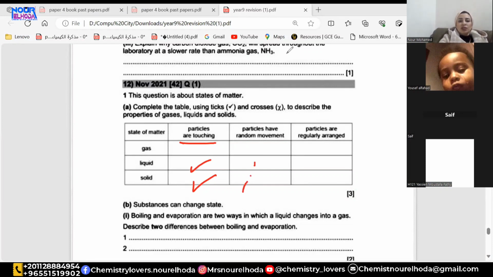Randomly, you're going to choose liquid and gas, they are moving randomly. Which one are regularly arranged? It's solid. Okay, of course, this is easier.